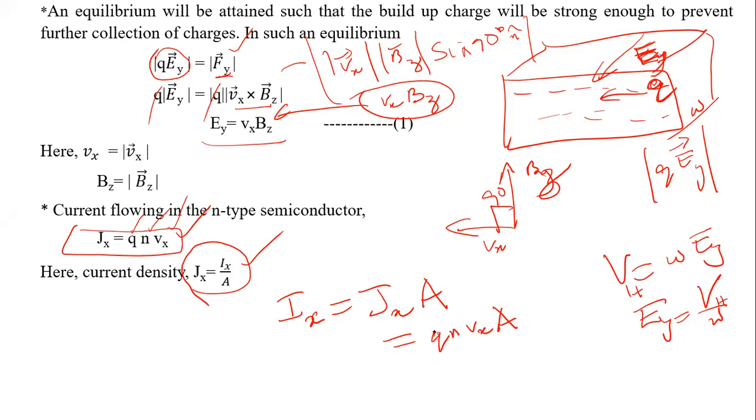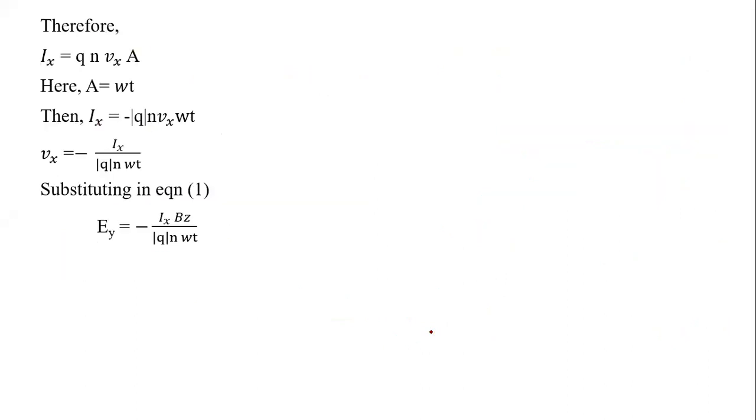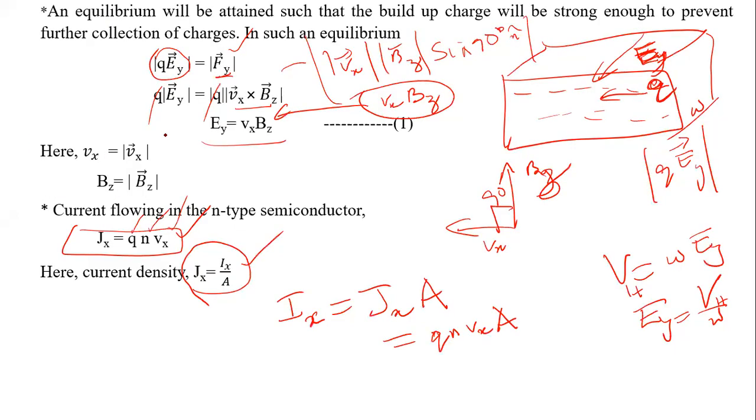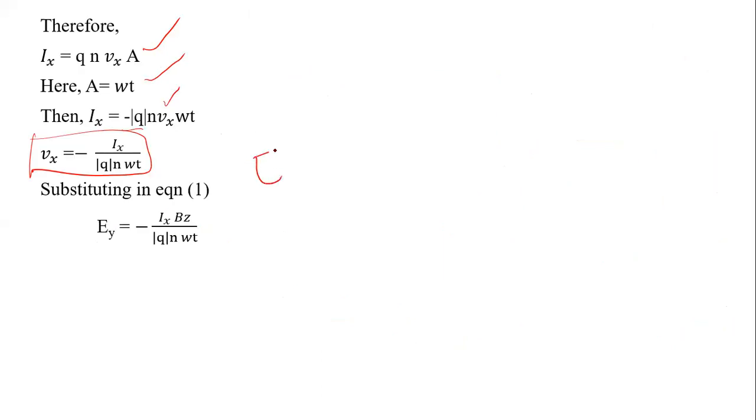So this is your current: q into n into vx into a. A is, as we discussed, w into t, and q is the electron charge, the electron charge being negative, so minus of this. From this you can write your vx, the velocity of motion of the electrons, as this. Now from this, uy equal to vx into bz, we already know it. You just put the value of vx, then you will get this uy as this, right?